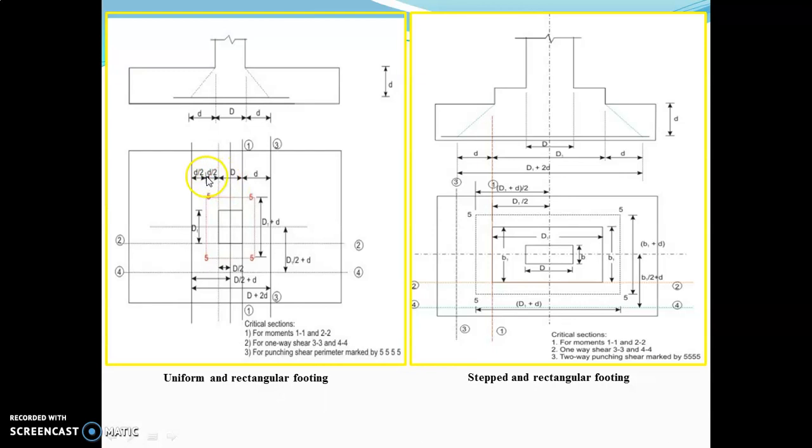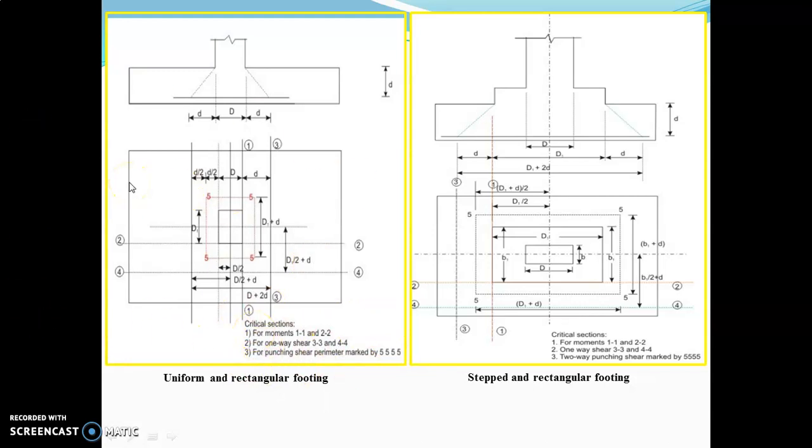Everything is shown here. This is the plan, and D here. This is capital D, D by 2, and so on. So these are the sections taken. That is 1, for moments, and 2, 3 and 4, you can see here, 3 and 4 are for one-way shear, and for punching shear, that is marked as 5. You don't need to go in deep on this.